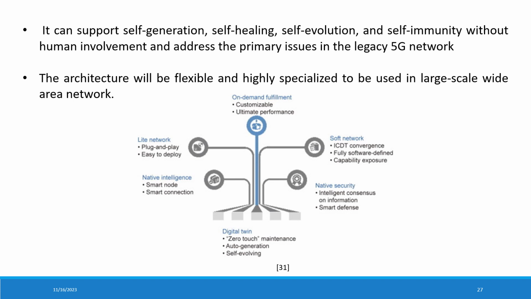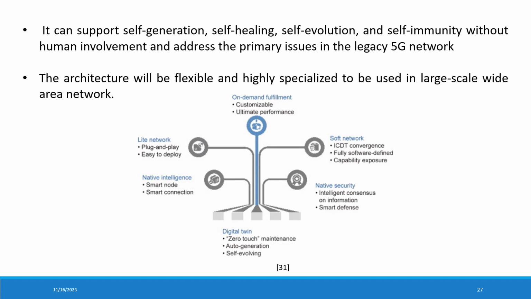So the first feature is soft. 6G should be flexible and soft enough to adapt to changing demands and capabilities. Then the on-demand fulfillment, it should provide resources and services on demand based on the needs of users and applications. The third feature is light. 6G should be lightweight and efficient, using resources sparingly to reduce cost and power consumption. Then 6G should be natively intelligent, using AI and machine learning to automate tasks and improve performance.